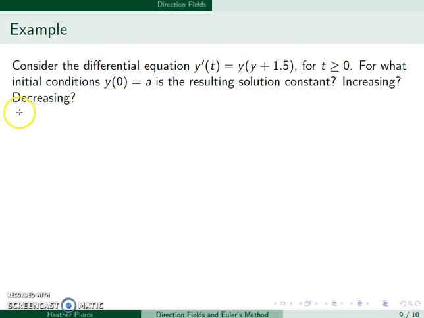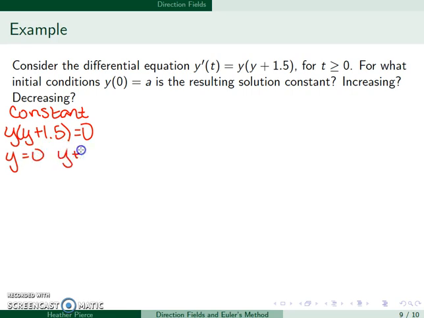So this is the idea. To be constant, we need our derivative to be 0. So y times (y plus 1.5) equals 0. I would have y equal to 0, and y plus 1.5 equal to 0. So y equal to minus 1.5.